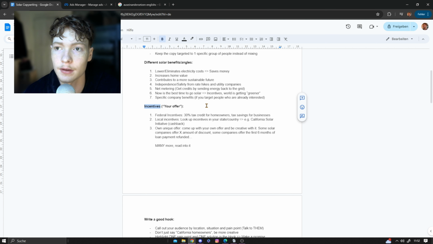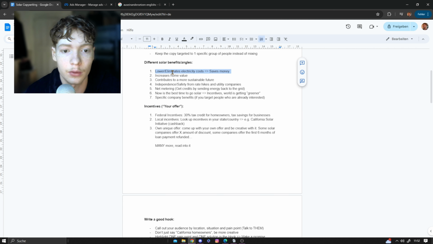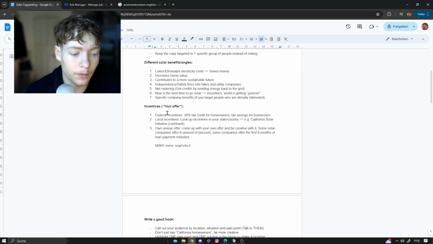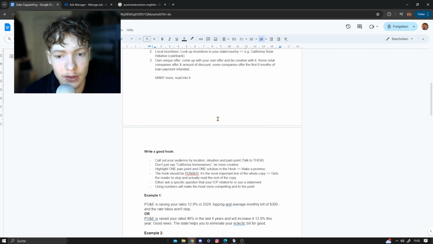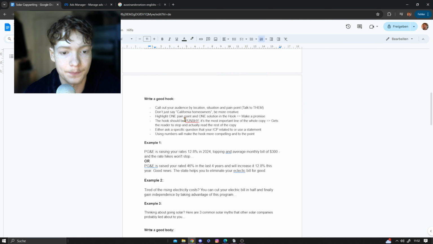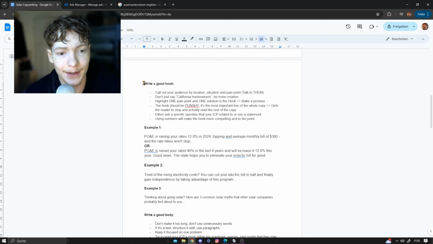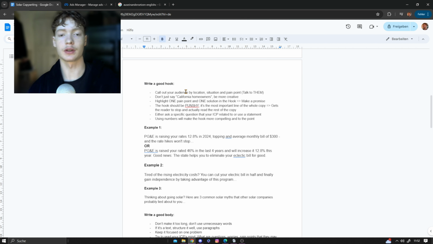You need 5 to 10 different copies that all have different angles. You can do one copy for this angle, one copy for this benefit, one copy for this, one copy for this, and then you can also bring different copies for the different incentives in there, and basically be creative, come up with multiple things and test them against each other. This is the most important thing, also a key principle. And then I want to go into how to actually write a good copy, a good hook.